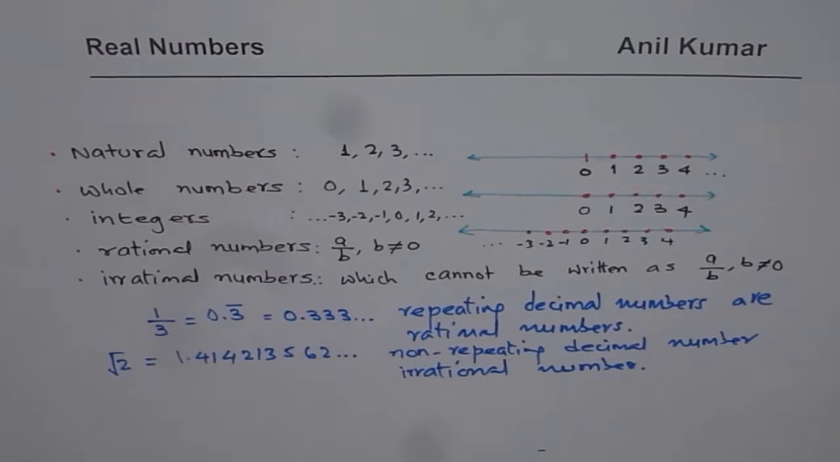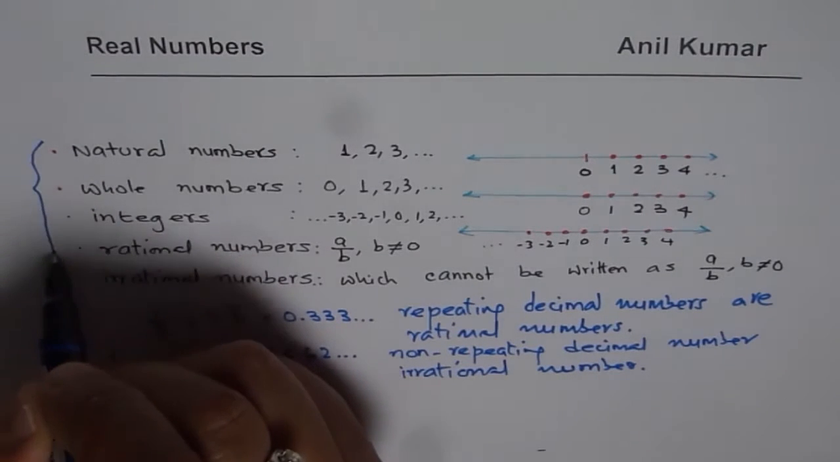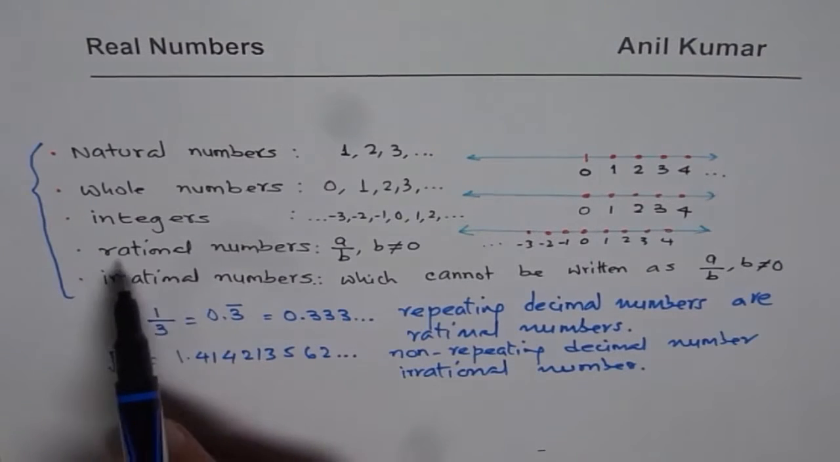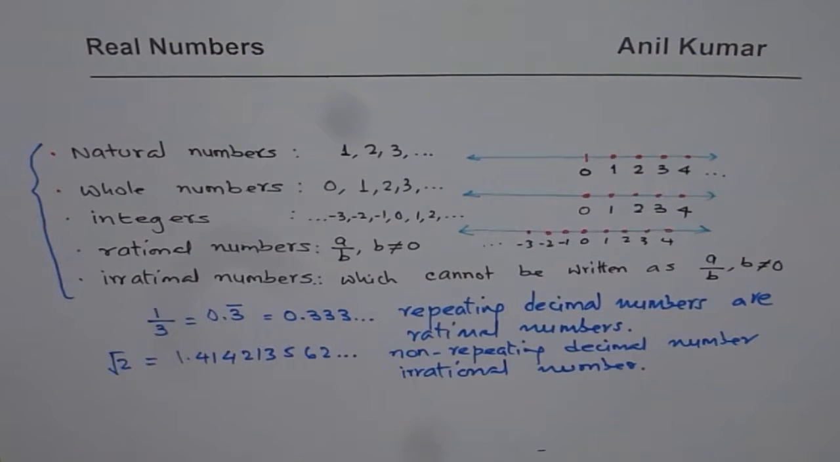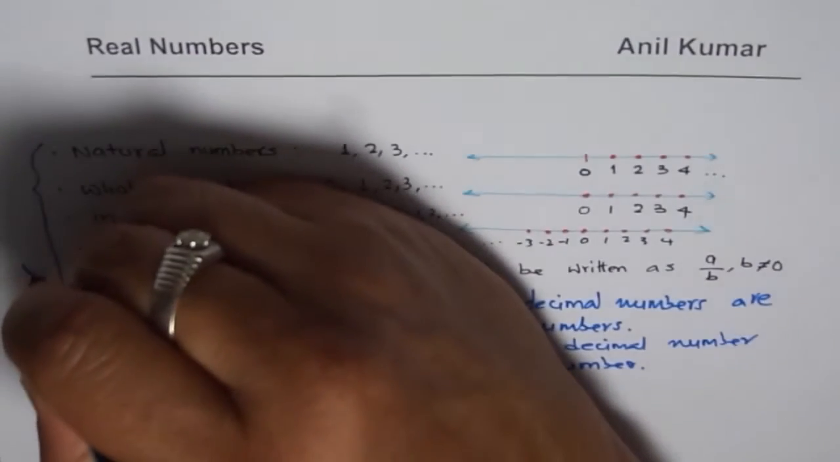Okay. Now all these combined, natural numbers, whole numbers, integers, rational numbers, and irrational numbers, all these numbers together are called real numbers.